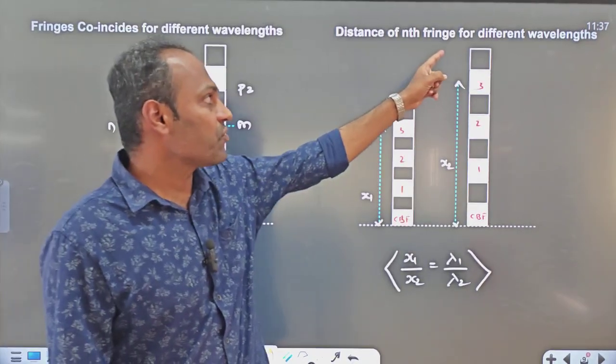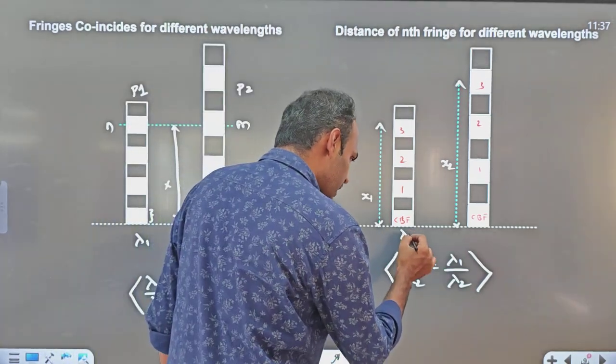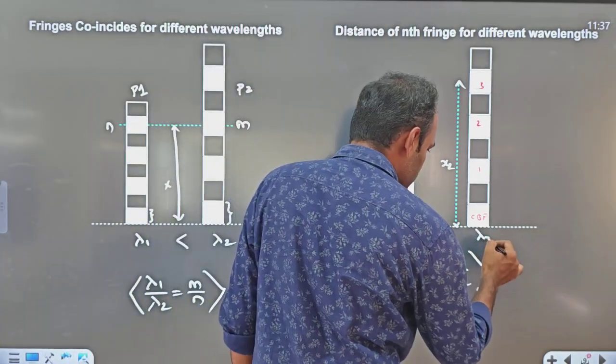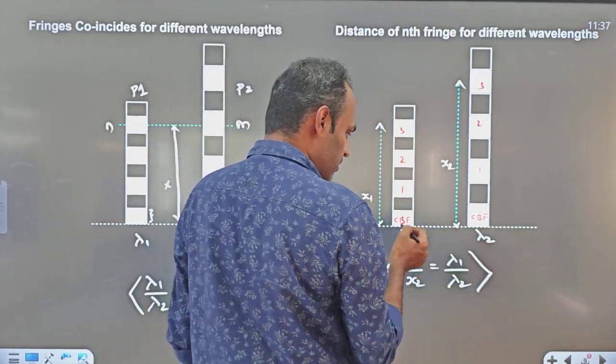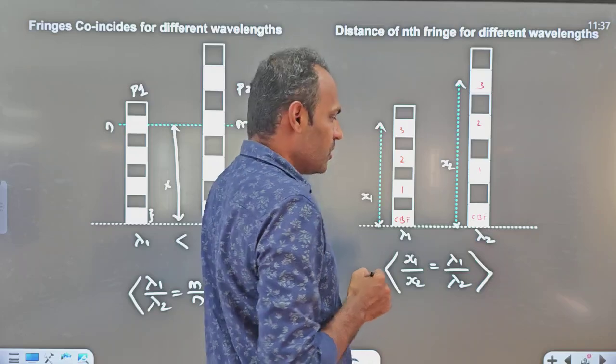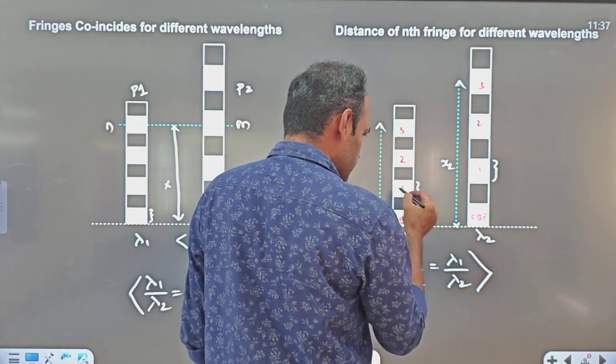Next, distance of nth fringe for different wavelengths. Now see, suppose here I have used wavelength lambda 1. Here I have used light of wavelength lambda 2. So here the wavelength is more, here the wavelength is less. Correct? So more the wavelength, more will be the fringe width. Less the wavelength, less will be the fringe width.